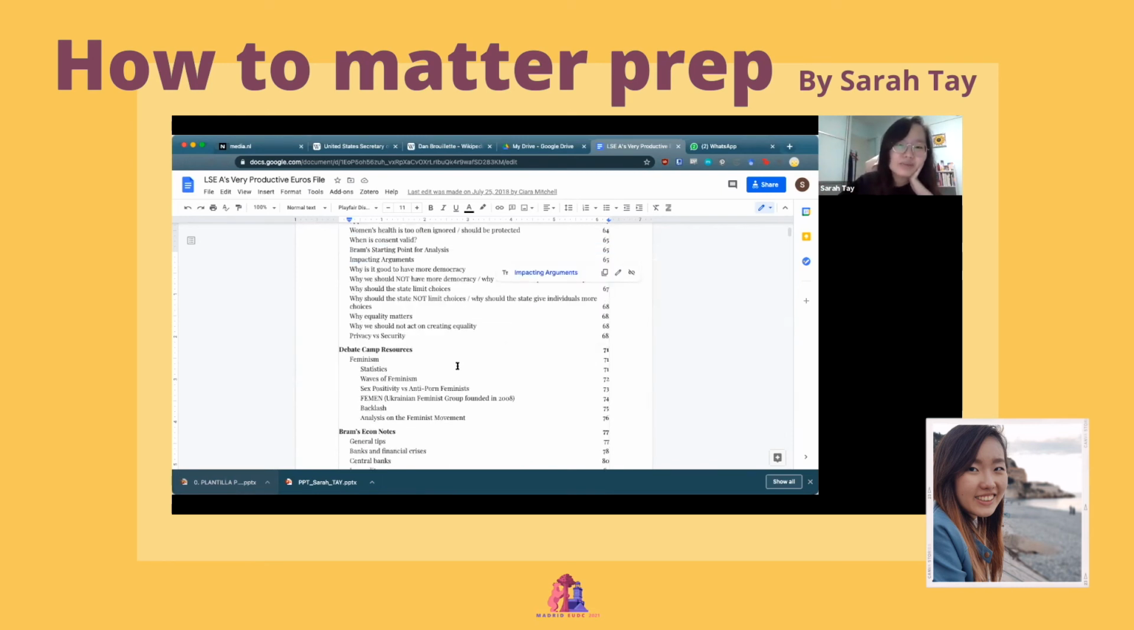Yeah, and then here we borrowed some stuff like why is it good to have more democracy? Why we should not have more democracy? Why we should cut back on democracy? When the state limits choices, when the state doesn't limit choices, and when the individual gives individuals more choices, why equality matters, why we should not act on equality. So you can see that these are all inverses of the same few topics. They just do both sides. And then we had a list of them. I can show you later.